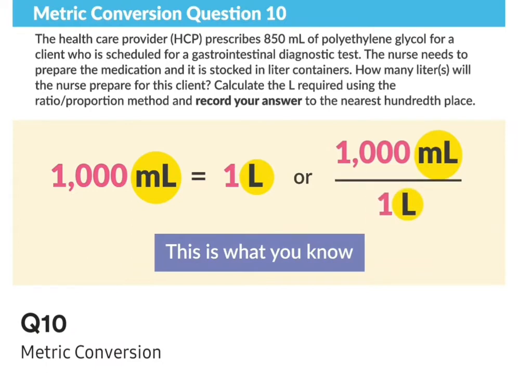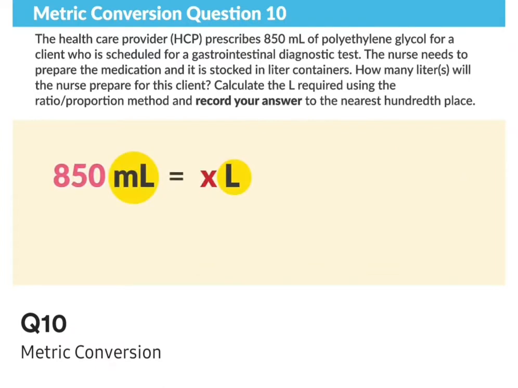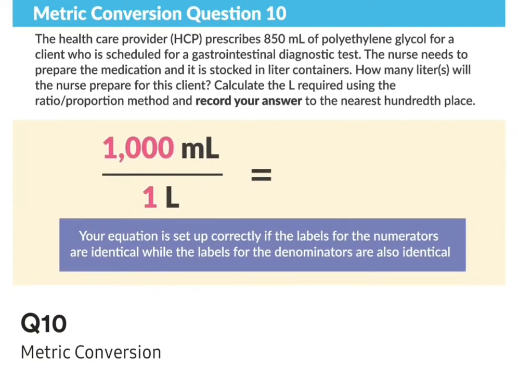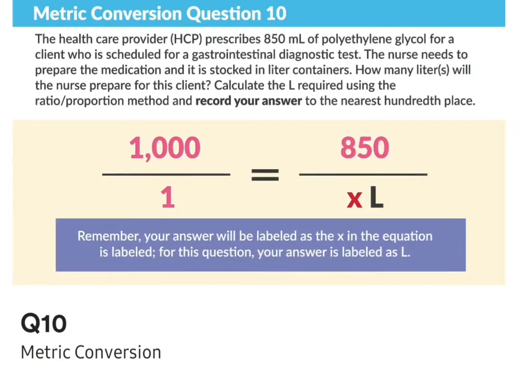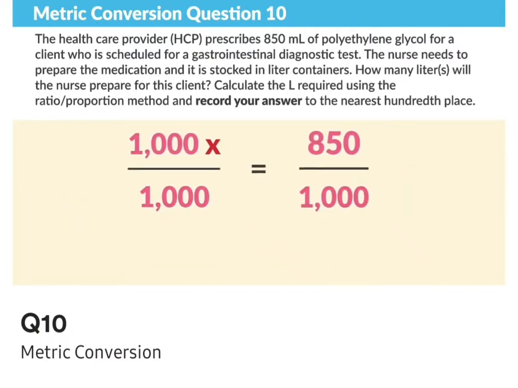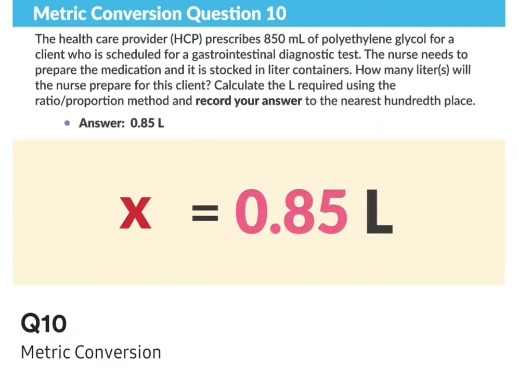Now think about what you're trying to calculate for. 850 mLs equals X liters, right? So basically, 850 mLs over X liters. This is what we're trying to determine. So place what you know on one side and what you're trying to determine on the other side. So 1,000 mLs over 1 liter and 850 mLs over X liters. Now drop all the labels and we get 1,000 over 1 and 850 over X. Then simply solve for X by cross multiplying. So 1,000 with X in parentheses equals 850 and 1, right? Now isolate the X by dividing both sides by 1,000. So 1,000 divided by 1,000 is just 1, and 850 divided by 1,000 is 0.85. So the correct answer here is 0.85 liters.